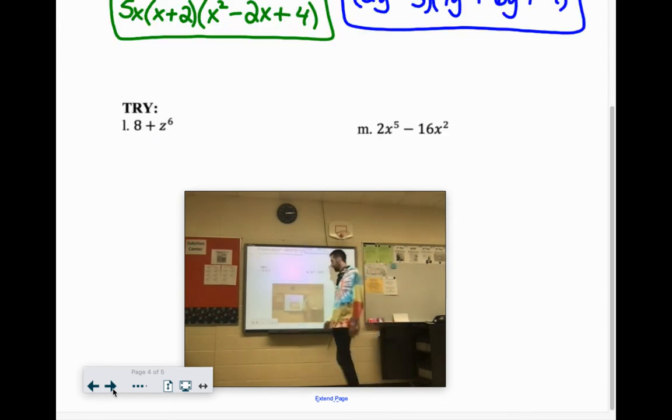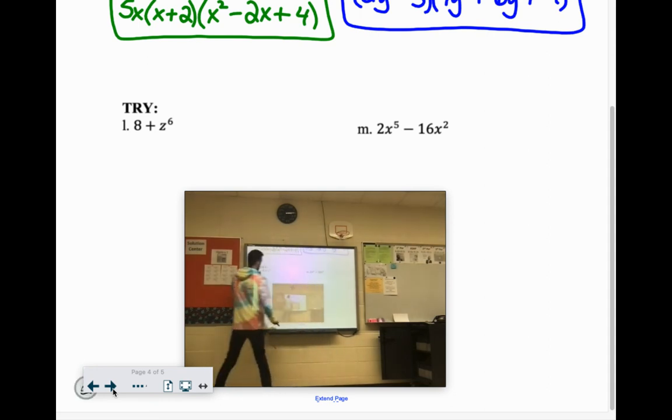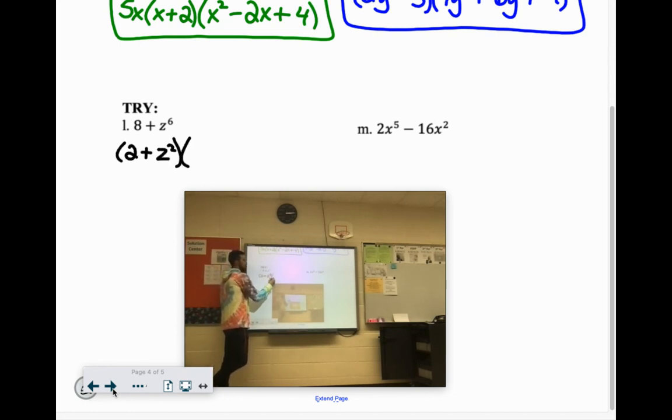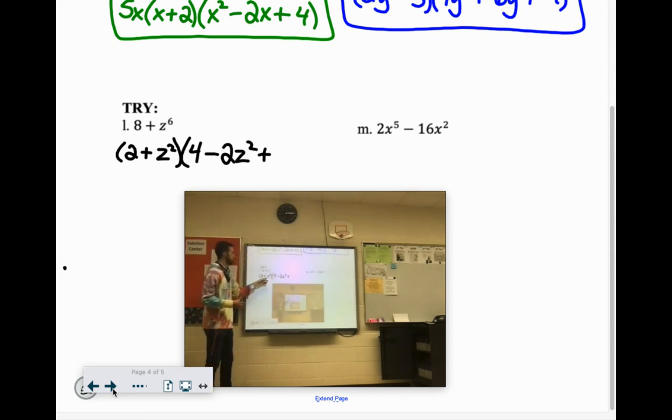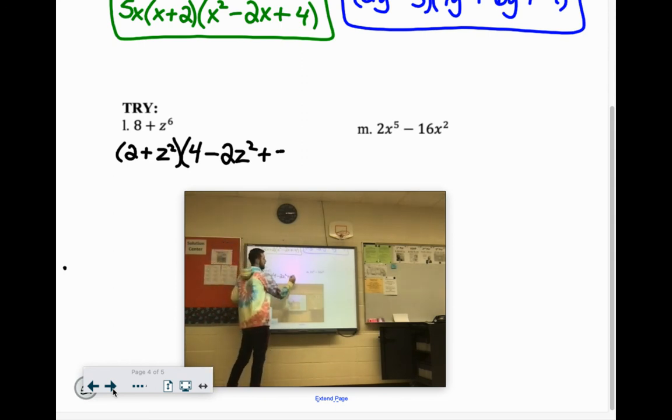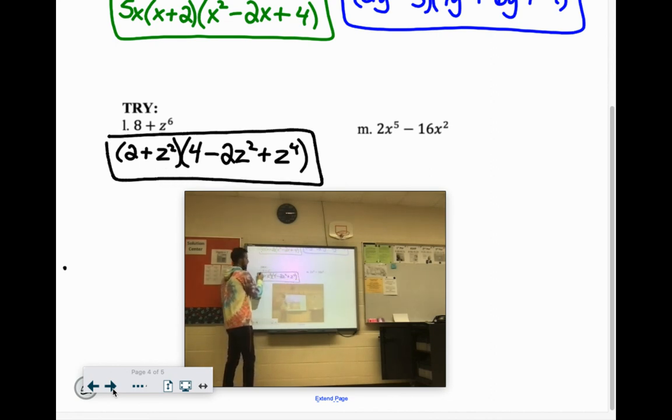So here, 8 and the z to the 6th are both perfect cubes. The cube root of 8 would be 2. The cube root of z to the 6th would be z squared. So we have 2 plus z squared. Then you square your a. 2 times 2 is 4. You change the sign, so now minus. You multiply them together. 2 times z squared is 2z squared. Always put plus. And then you square the last term. z squared times z squared would be z to the 4th power. One more of those.